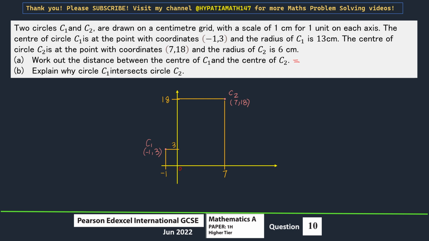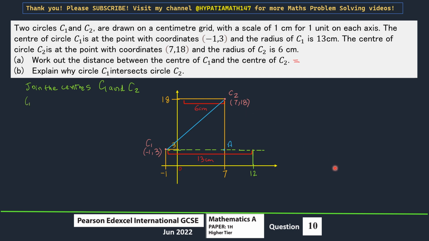Okay, the origin. The next thing I'm going to do is draw the radius. The radius of C1 they've given us is 13 centimeters. If you start from the center, that's 1, and then this has to be 12. So 1 plus 12, that's 13 centimeters. Similarly, this is 6 centimeters, the radius for C2. So all done. Now we join the centers C1 and C2.